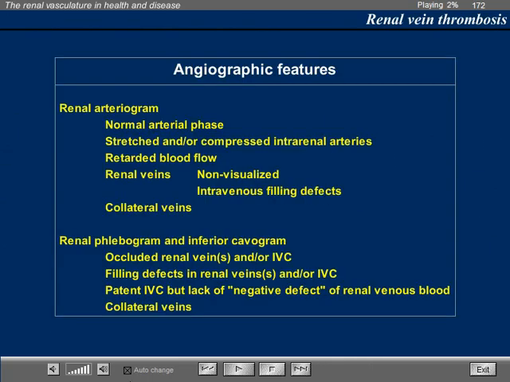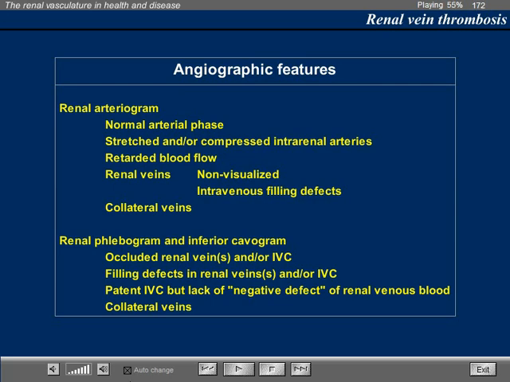The angiographic findings in renal vein thrombosis can be divided in the arterial and in the venous phase of the study. The renal arteriogram may show a normal arterial phase, or the arteries may be stretched and or compressed. There may be flow retardation, and the renal veins may not be visualized or may reveal the presence of filling defects. We may see collateral veins surrounding the kidney, around the renal pelvis, in the retroperitoneum, and surrounding the ureters.